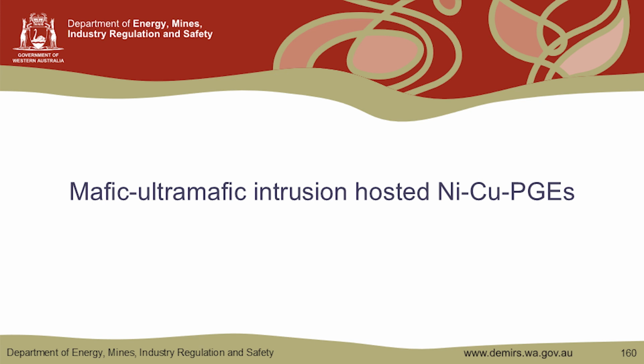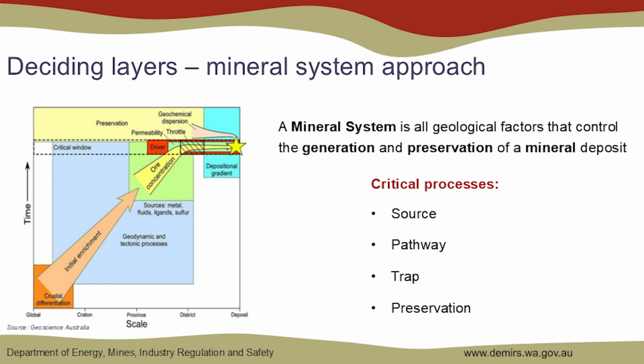I'm going to talk a little bit now about the intrusion-hosted nickel system in it. So if we go right back to the start, how do we actually decide what layers we're going to put into the Mineral System Atlas? We use a mineral system approach. So fairly, I guess everyone knows the mineral system is all geological factors that control the generation and preservation of a mineral deposit, and you need 4 critical processes for all this to happen. You need a source, you need the pathway, you need a trap, and then you need to preserve it all.